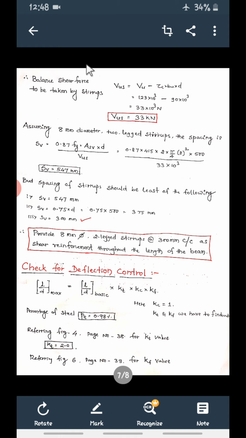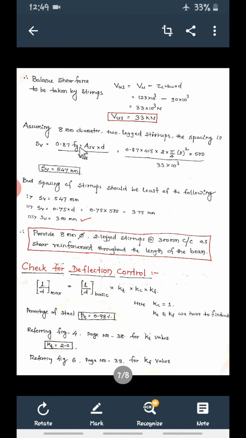Now you can directly assume the diameter. As you have seen in the previous case also, assume 8 mm or 10 mm diameter bars for the stirrups. So assuming 8 mm diameter, two-legged stirrups. What is the spacing now? The spacing is equal to, this is the formula again in the code book, 0.87 Fy ASV D divided by VUS. This is not AST, remember, this is ASV divided by VUS.